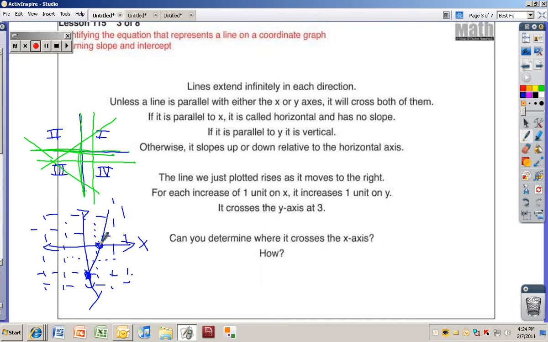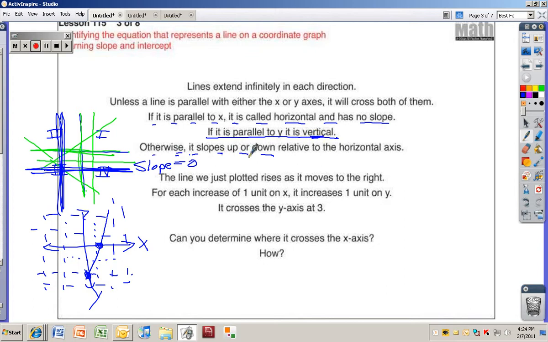Okay. If it is parallel to x, it is called horizontal and has no slope. A line that goes this way has a slope, what we call a slope, kind of like on a hill, of 0. There's no slope to it. If it is parallel to the y, if it goes this way, it is vertical. Goes up and down, right?